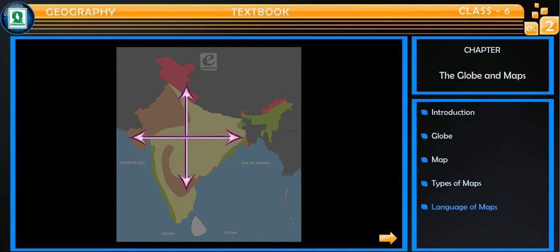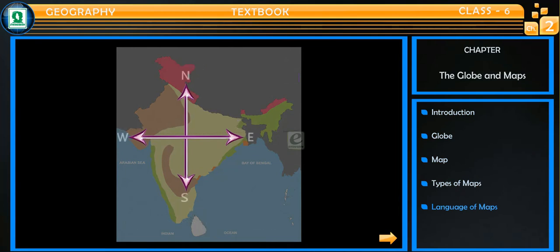On a map, generally the north is indicated upwards by the tip of an arrow. The south is downwards. The east is to the right and the west to the left. These 4 major directions are called the cardinal points of the compass.